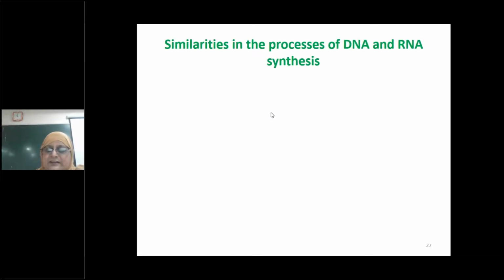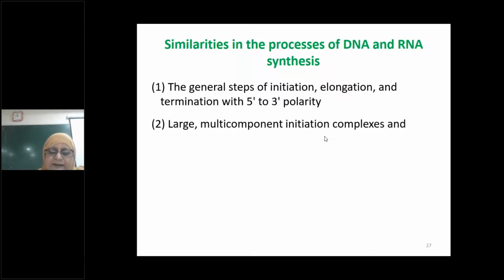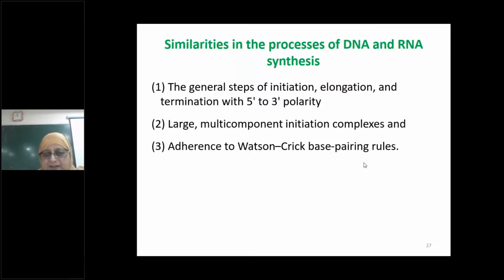Then what are the similarities in the process of DNA and RNA synthesis? In replication of DNA, you have seen that the steps of initiation and elongation were there. In RNA synthesis, you have initiation, elongation, as well as termination. But both of them have 5' to 3' polarity. Then both of them form large multi-component initiation complexes. And in both processes, there was adherence to the Watson and Crick base pairing rules. That means adenine to thymine and guanine to cytosine. That base pairing rule will be maintained in both.